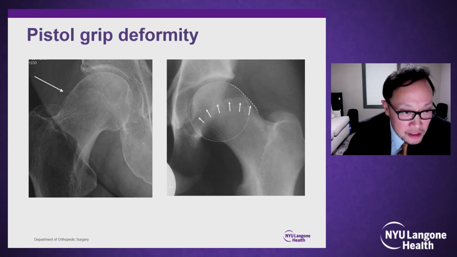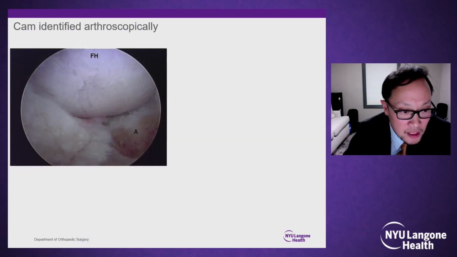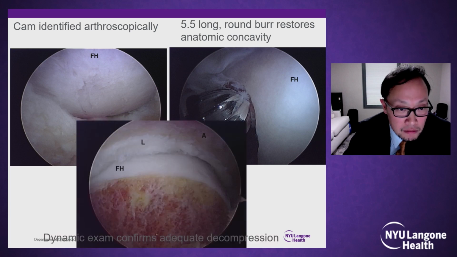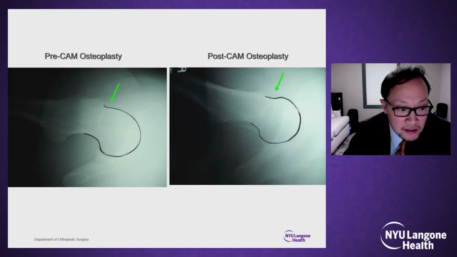Normal head neck junction looks like this. Cam impingement, we also call it pistol grip deformity. That's what it looks like for that reason. And what do we do arthroscopically? This is our view. You can see the femoral head. We'll actually take a burr and create a head neck offset.